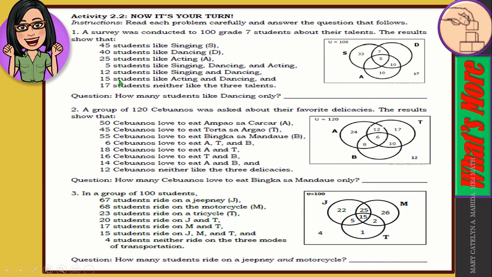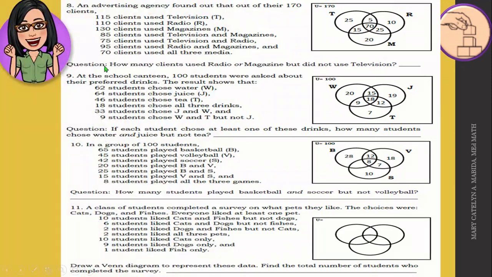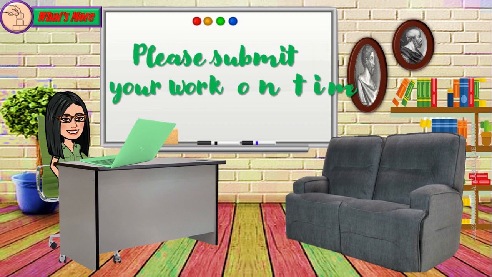Now it's your turn. Read each problem carefully and answer the question that follows. There are 11 numbers to work on for activity 2.2. Each activity will have a problem set, and we'll have the Venn diagram that represents the number set, and of course, a question to answer. So that's 1, 2, 3, 4, 5, 6, 7, 8, 9, 10, 11. 11 numbers to work on. Again, you can pause and replay this video as needed. And of course, please don't forget to submit your work on time.